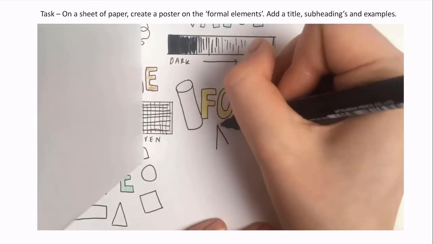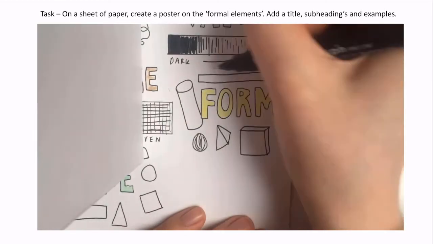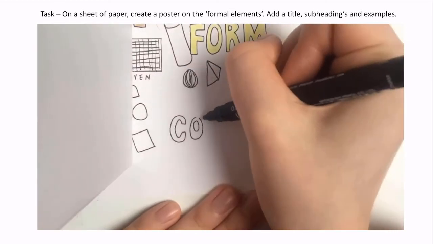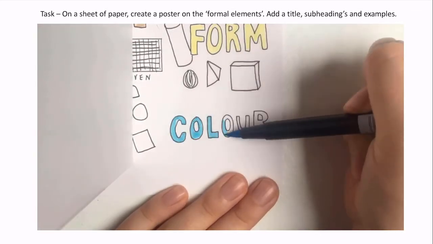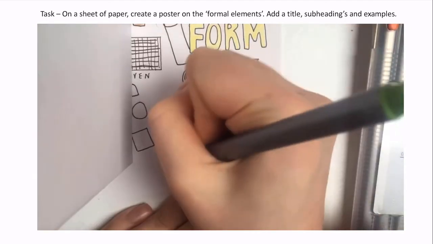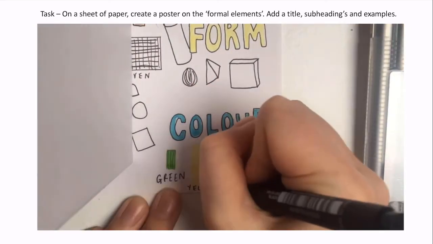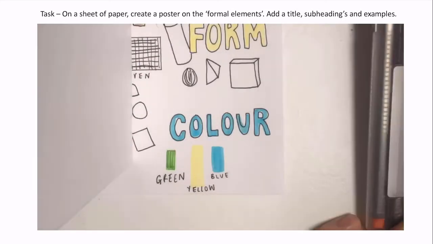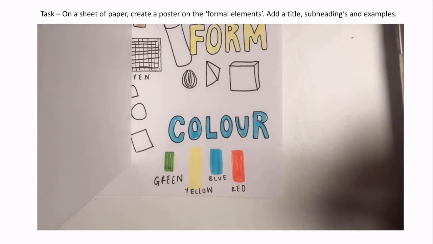So for form, I decided to draw some 3-dimensional shapes like we looked at in the PowerPoint. So I decided to draw a cylinder, a pyramid, a cube, a sphere, a cuboid, and then I did colour. So for colour, I just decided to label some colours that I had available. Maybe you want to use some colouring pens for this. You could draw a rainbow if you wanted to. Just be really creative with how you do it.